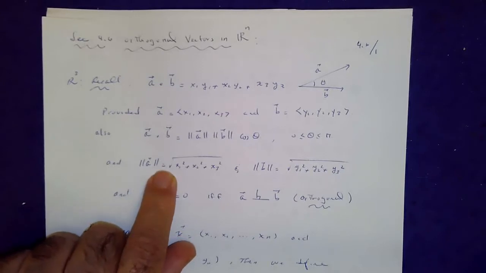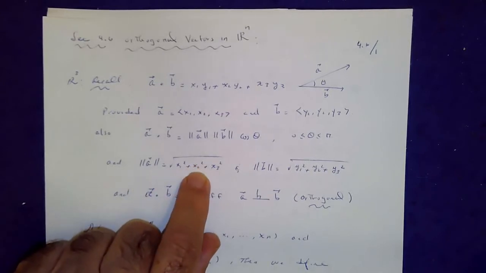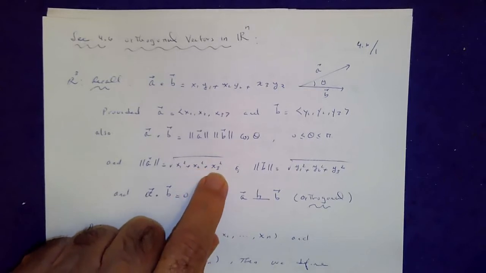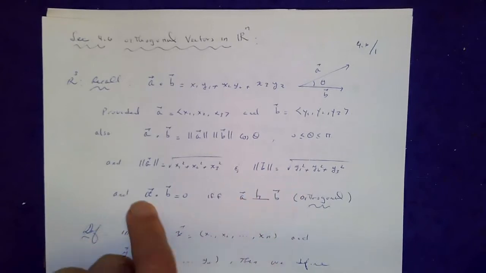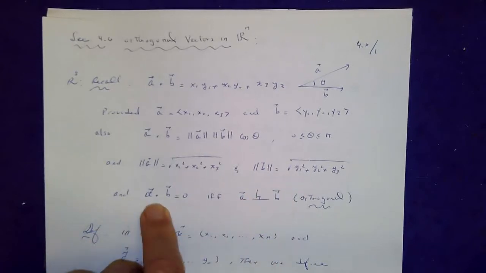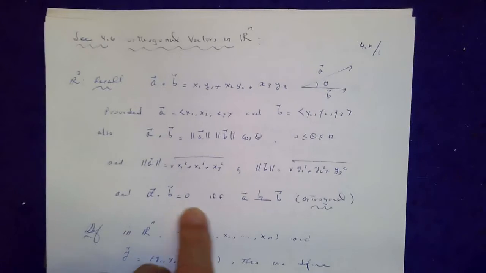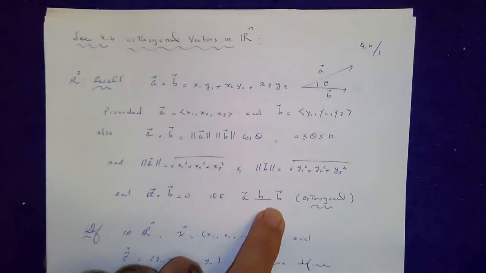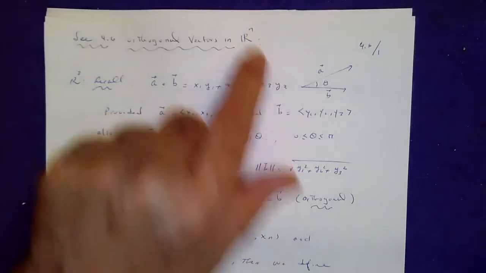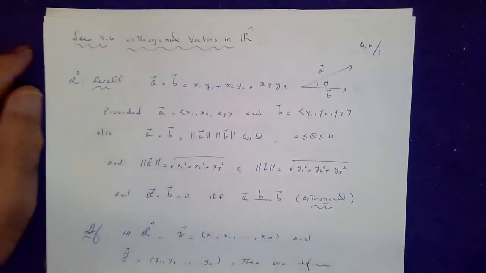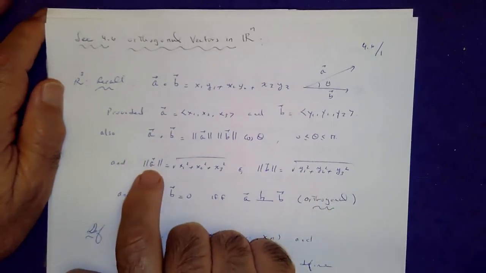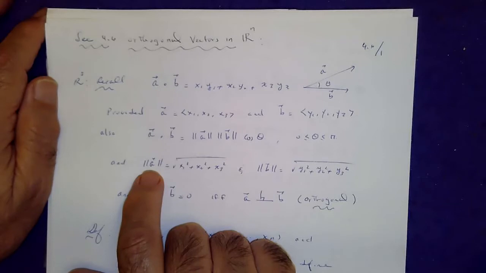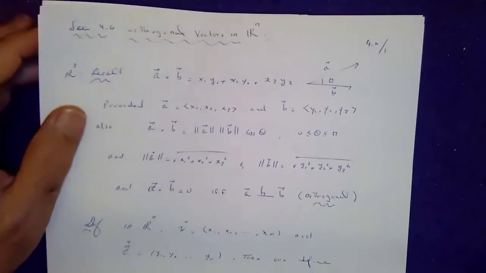The magnitude of A was square root of x1 squared plus x2 squared plus x3 squared, and the summation of those. Similarly for B. Also remember, if the dot product of two vectors was 0, that meant what? The vectors were perpendicular to each other. In higher dimension like Rn, we used the terminology what? Orthogonality. And for the magnitude of the vector, we use the word norm, N-O-R-M.